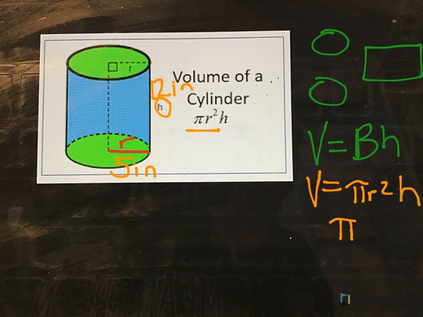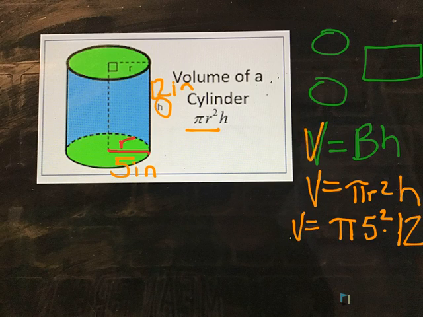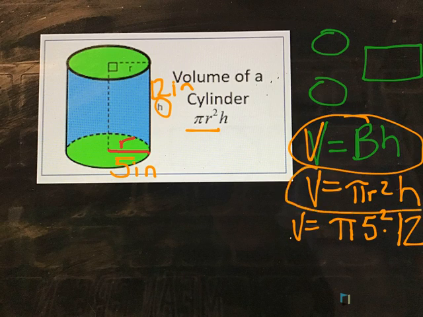Okay, so let's plug in what we know. We know our radius is 5 squared, and we know our height is 12. We must follow the order of operations. We started off with the generic formula. We went to the specific formula, finding the area of the bottom shape, which is pi r squared, because it's a circle, and then multiplied by the height of the cylinder. And then you plug in what you do know to solve for what you don't know.